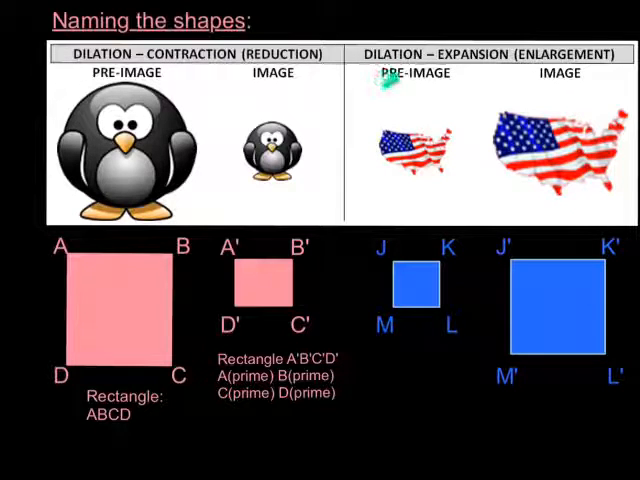For our second type of dilation, this is an expansion or an enlargement. So you'll see either word, expand or enlarge. Our pre-image is actually smaller. This is our original shape. And after the dilation, it enlarged and became very much larger than the original. And this is the image. So you can see here that I have rectangle JKLM, and after the enlargement, after the dilation, it becomes J prime, K prime, L prime, M prime.